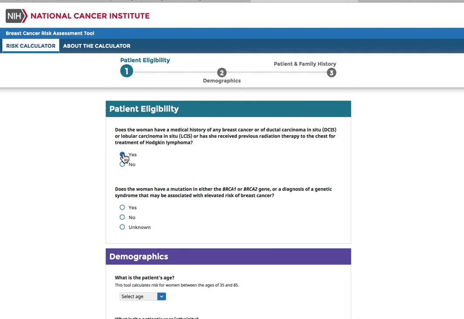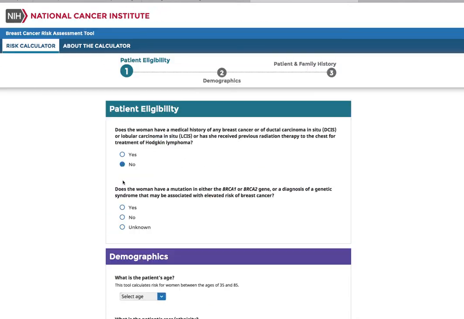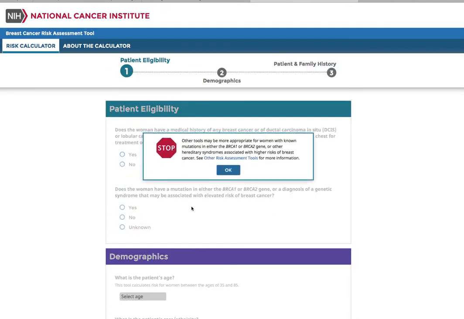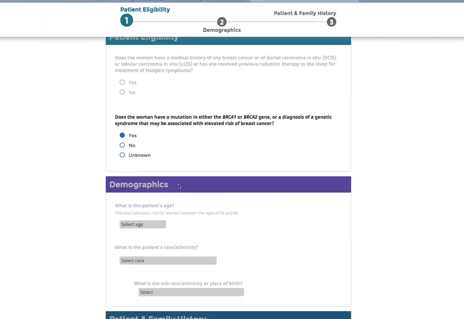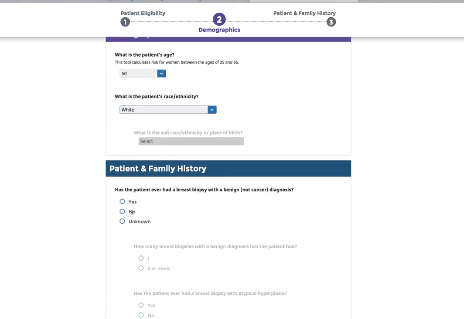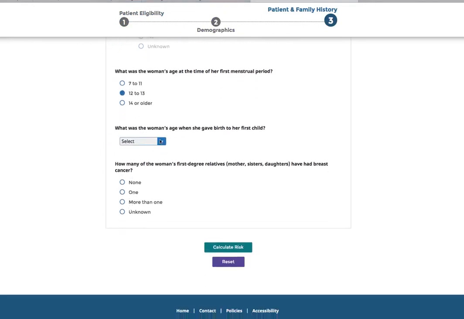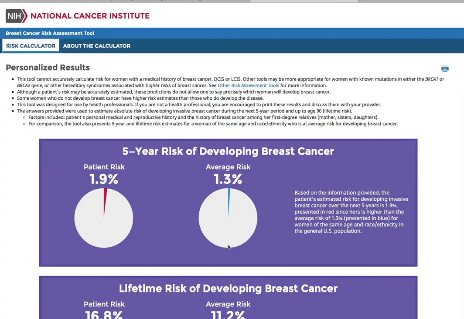So if you put in yes there, good to know. What's going to happen is it's going to tell you that you need to use another risk tool. So let's go up in age. Let's do 50. So let's do 1, and we're going to see where that risk takes us.